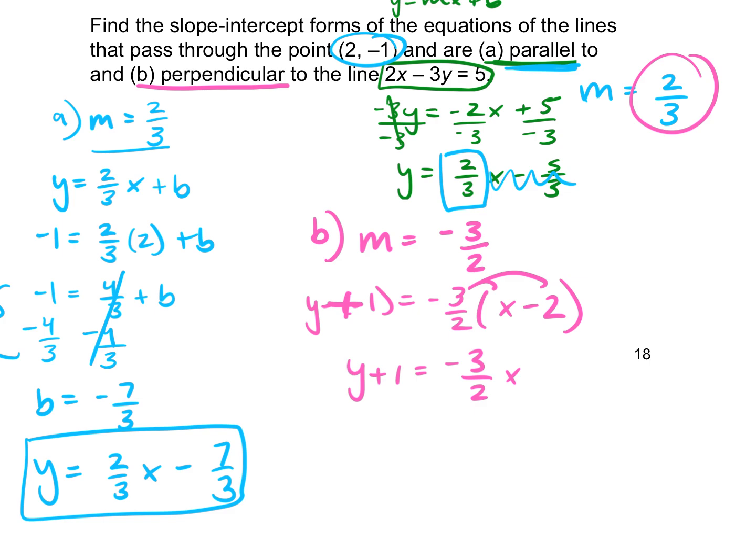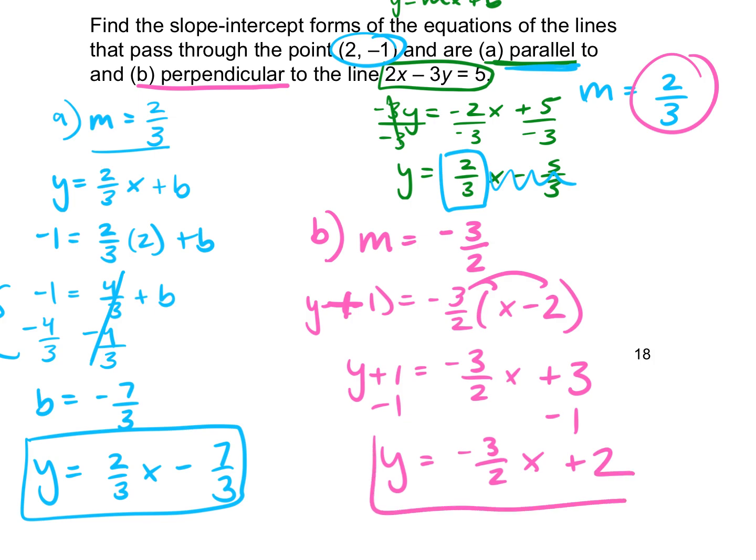-3/2x. What is -3/2 times -2? Awesome. Plus 3. Last step, subtract the 1. So y equals -3/2x plus 2.